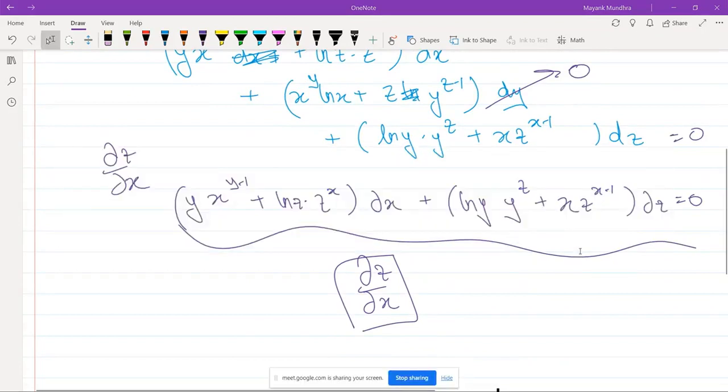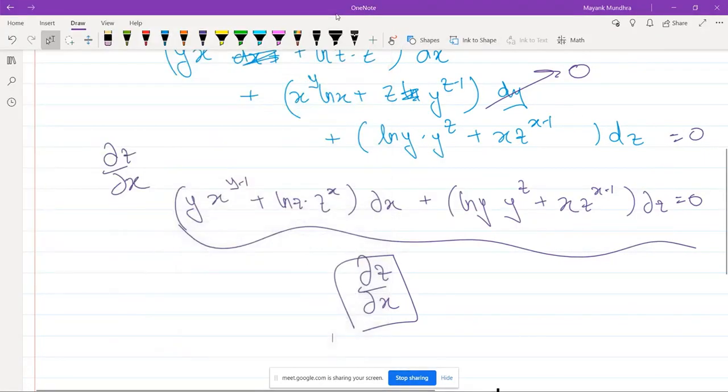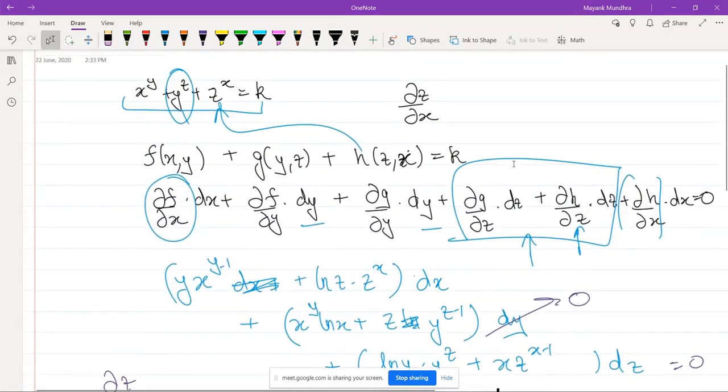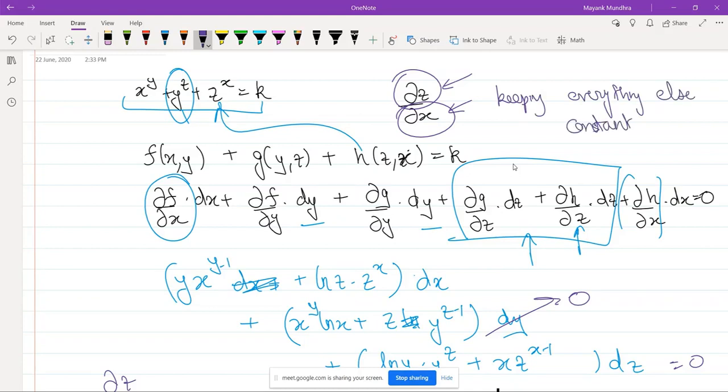Why did you put dy as 0? Because partial differentiation implies that del z by del x is the change in z with respect to change in x, keeping everything else constant. That's the definition of del. Del means you're keeping everything else constant. So y has to be constant, and if y is constant, dy becomes 0. Okay.